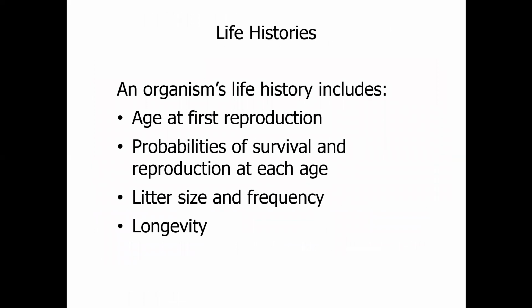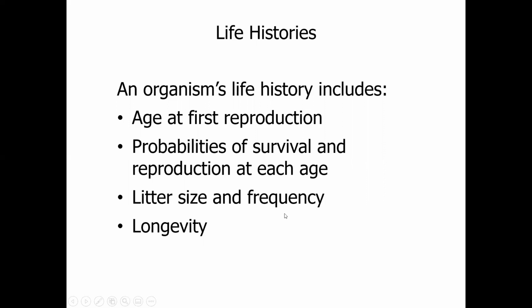So as I mentioned, an organism's life history looks at several factors. Age of first reproduction: how old are you when you are first able to have offspring? Probabilities of survival and reproduction at each age. How likely are you to survive from one age to another? And how likely are you to have offspring successfully from one age to another? And those numbers might vary. You might be able to survive a lot when you're young and have a higher probability of death when you're older. Same with reproduction. Maybe you can't produce a lot of offspring early on, but you can produce a lot more offspring later. There's lots of different strategies and variations with this.